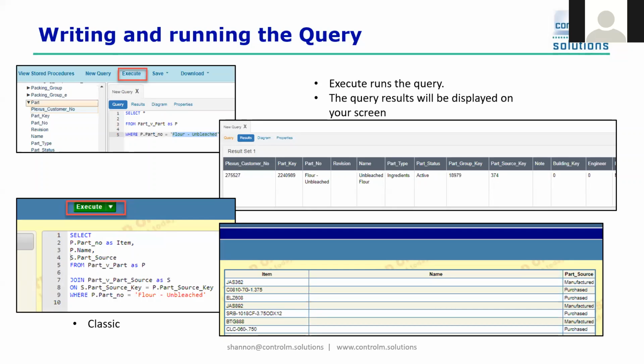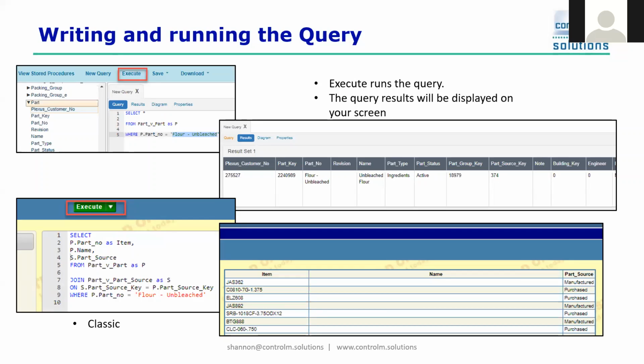If we look at the screenshot, you'll notice part key beside part number. And this is a unique numeric identifier of the part record, flour unbleached. And that's how we would join a part table to another table. Part type is identified as raw material in plain English, but the part source only shows a key, not the actual English version of what the part source is.